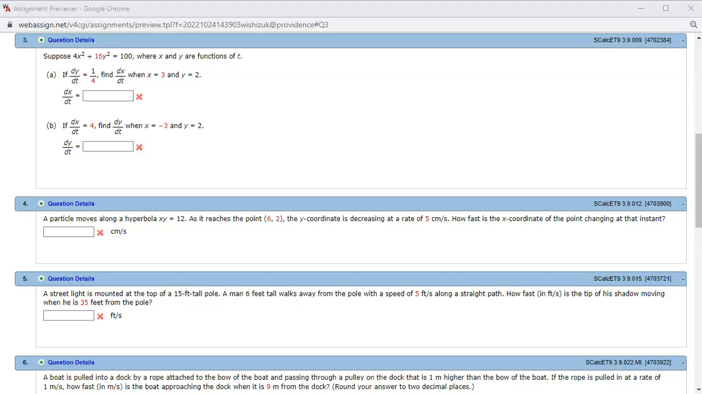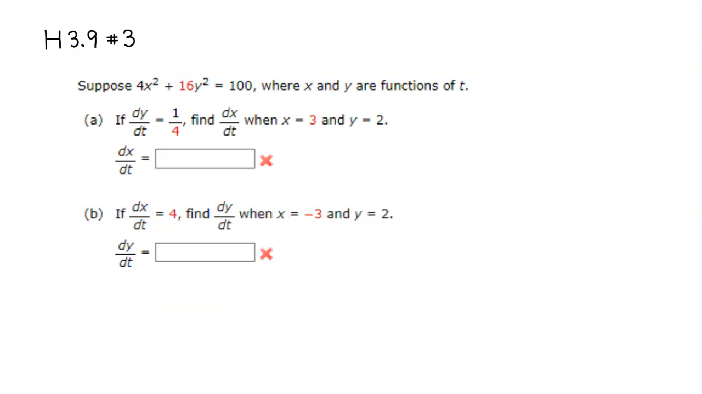All right, let's look at homework 3.9, problem number 3. We have an equation given, and a bunch of values given, and we want to find one of the rates of change. So let's do that. We're going to take the derivative.